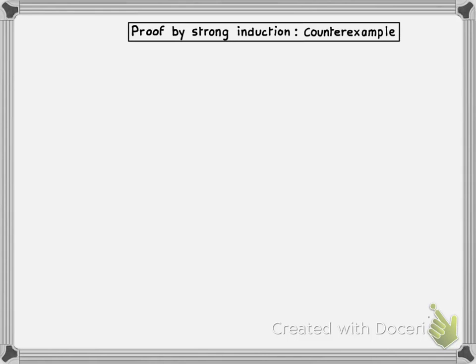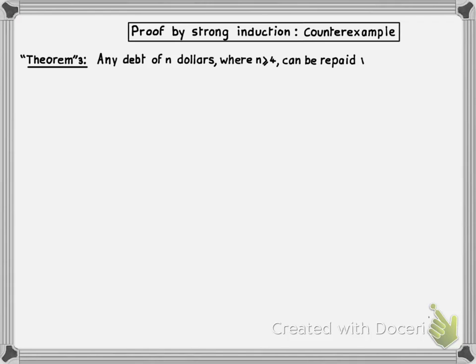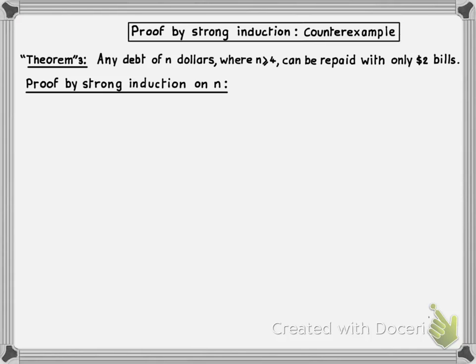Welcome back. In this last segment, we're going to look at a counterexample, that is, an incorrect proof by strong induction. So consider the following theorem. Let P of n denote the fact that any debt of n dollars can be repaid with only $2 bills. So the theorem states that for all n greater than or equal to 4, P of n is true. So we're going to write a proof by strong induction on n.